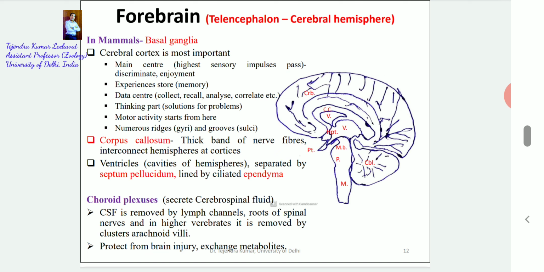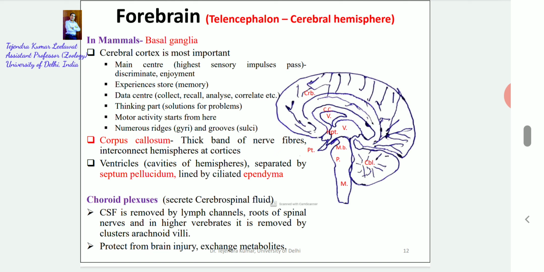In the mammalian brain, as I told you, the mammalian brain is the largest and a highly complex structure. That's why it is very important that we discuss it here, because most importantly the cerebral hemisphere region is enlarging, and that's why it is very different from other organisms. So the cerebral cortex is most important in the mammalian brain, and the mammalian brain contains basal ganglia.